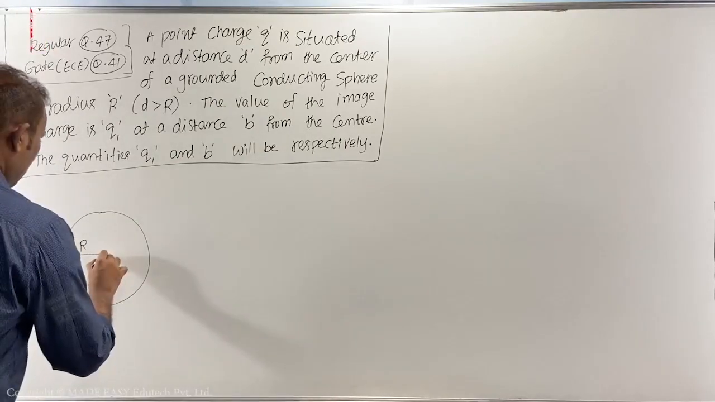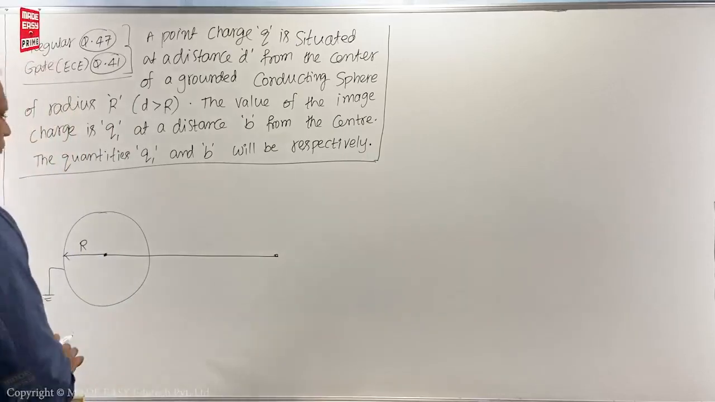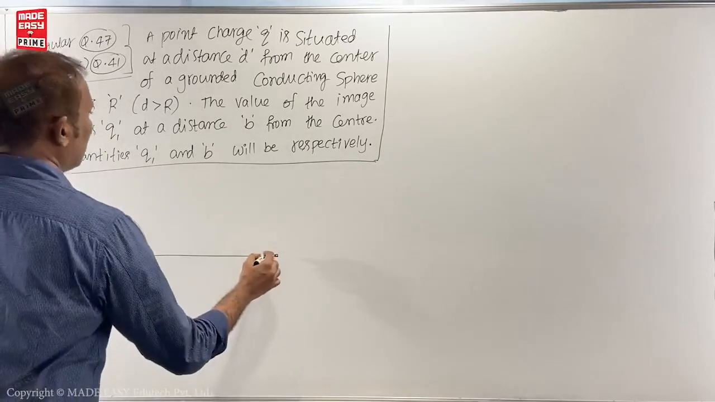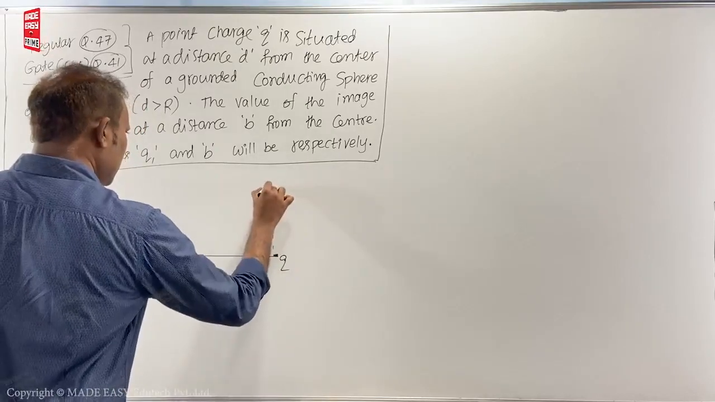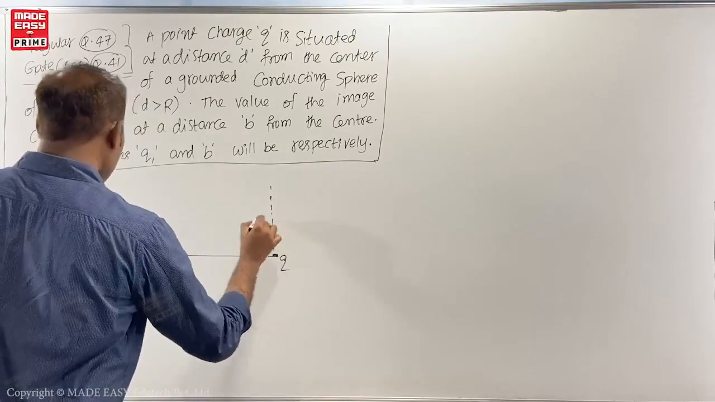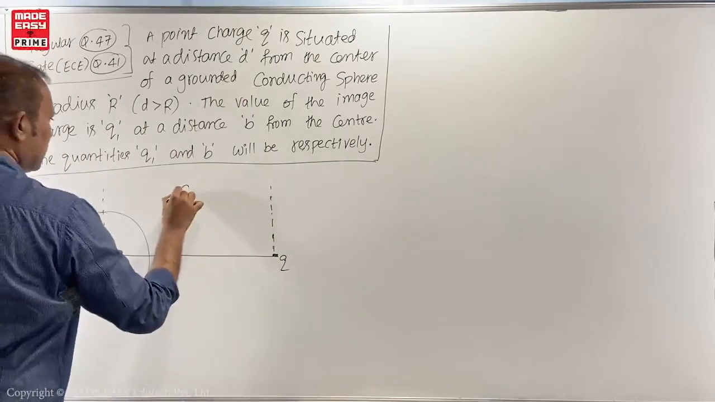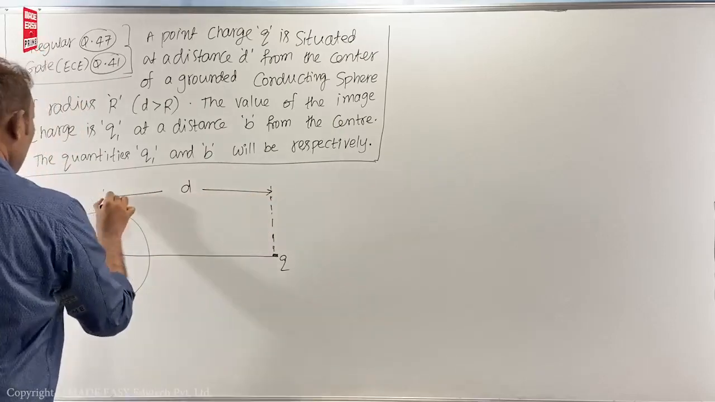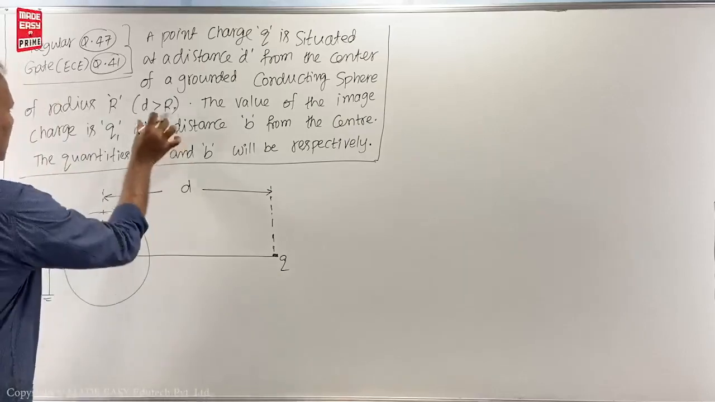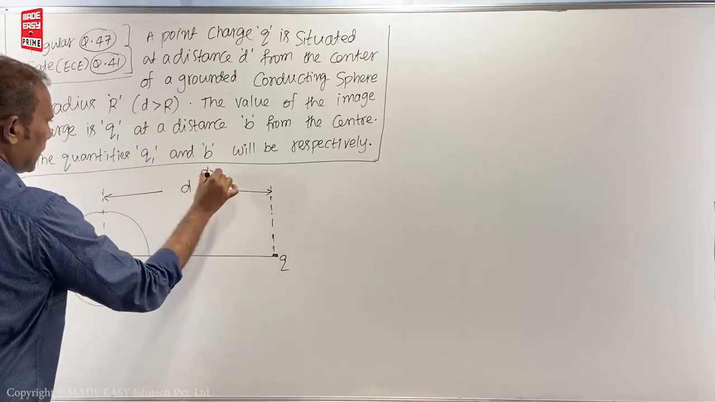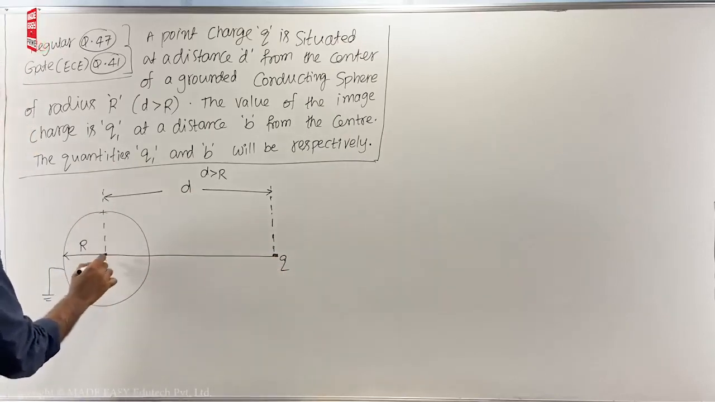So I am putting the charge q here at this distance. This distance is d. How do I know this is outside the sphere? It is given that this distance d is greater than r. So this is r, and this is outside. Now this is the question.